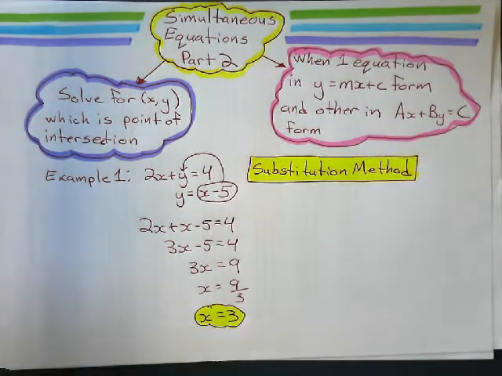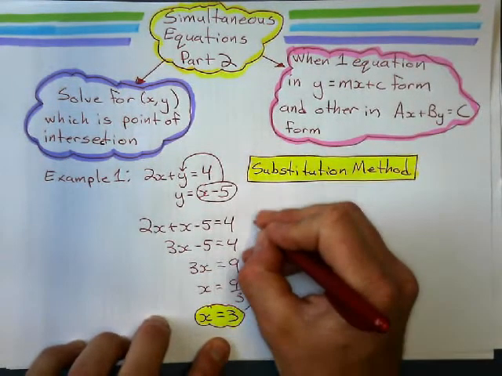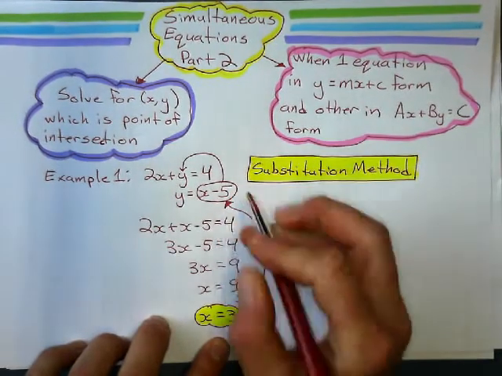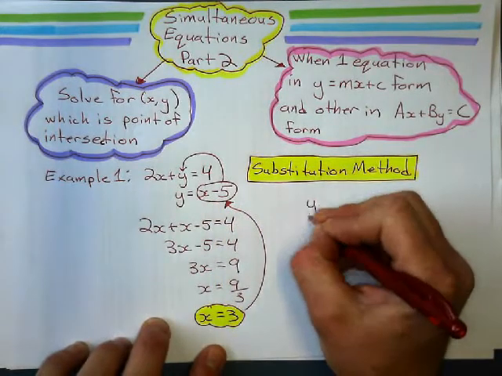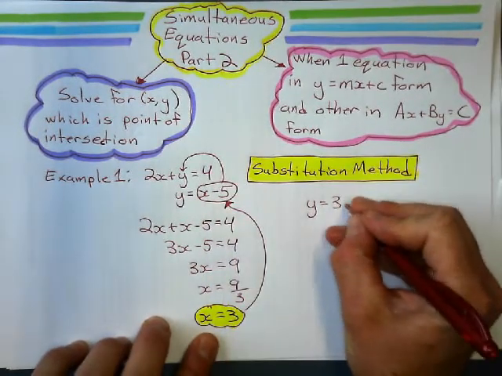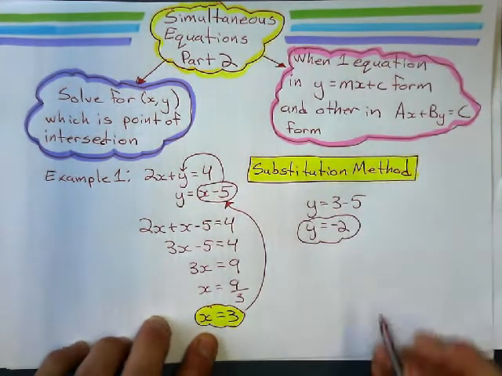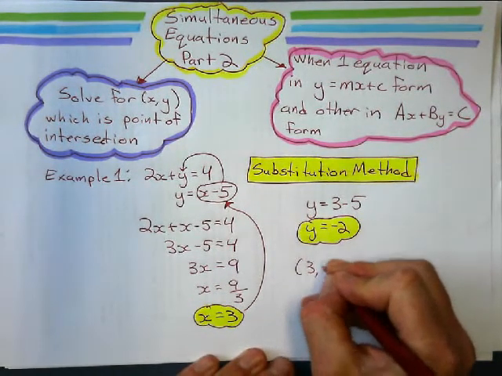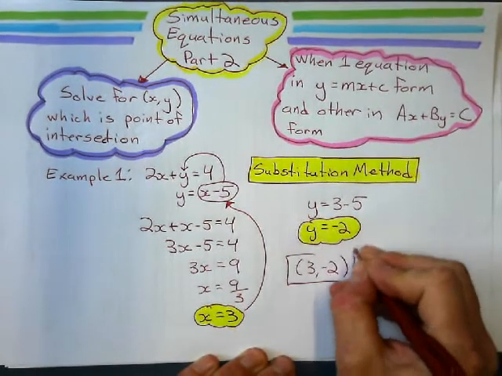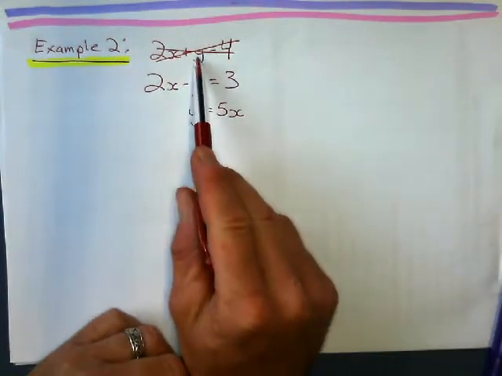And now, like in the other video, we take that 3, and we're going to substitute it into the gradient-intercept equation, because that's the easier equation to solve for y. So x is now 3. 3 minus 5 gives me negative 2. So my point of intersection, of course, is 3, negative 2. Okay, let's look at another example. Okay, let's look at this example. Sorry about that mistake there.